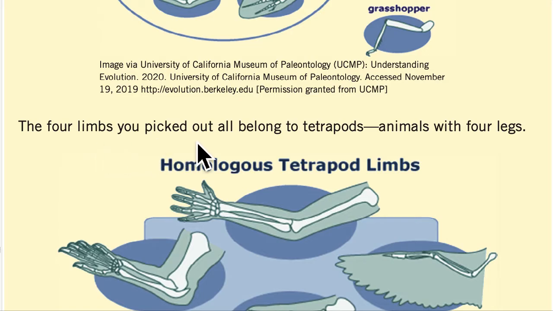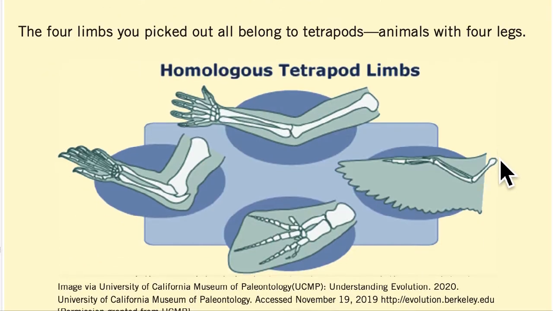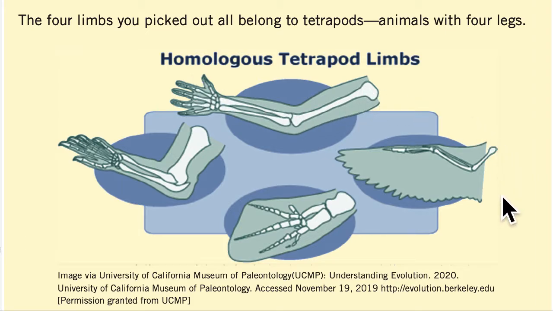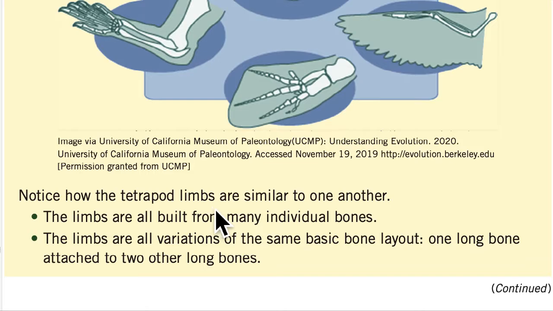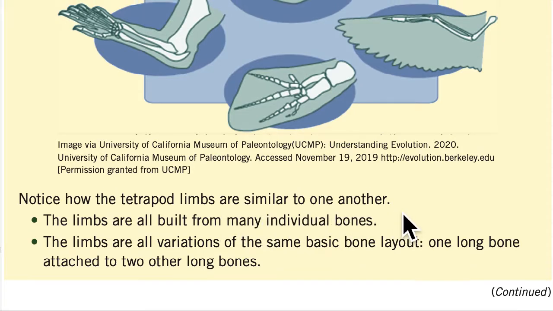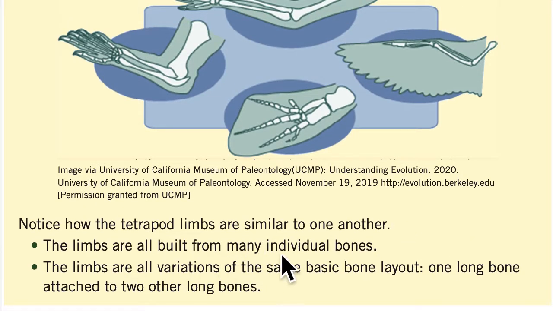The 4 limbs you picked out all belong to tetrapods, animals with 4 legs. Homologous tetrapod limbs. Notice how the tetrapod limbs are similar to one another. The limbs are all built from many individual bones. The limbs are all variations of the same basic bone layout: 1 long bone attached to 2 other long bones.